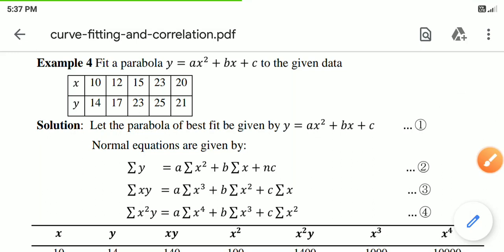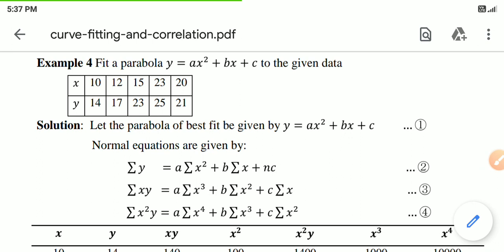Next lecture, example of parabola. Example number 4. Fit a parabola y is equal to ax square plus bx plus c to the given data. You have given data of x and y.